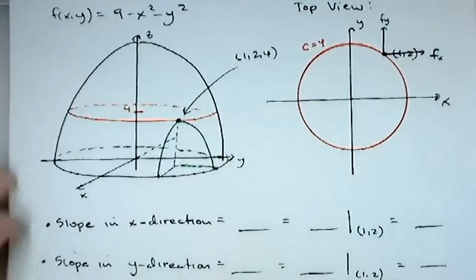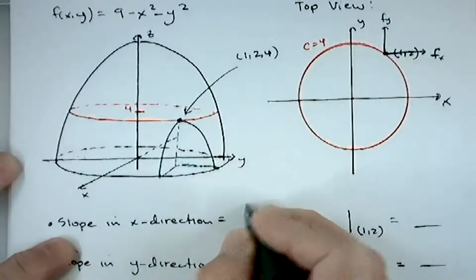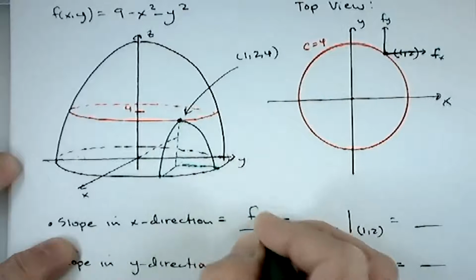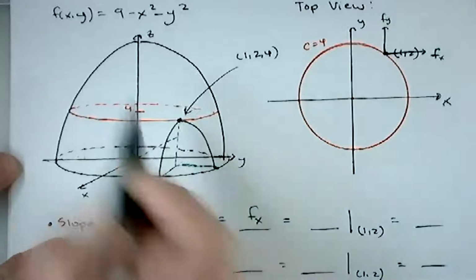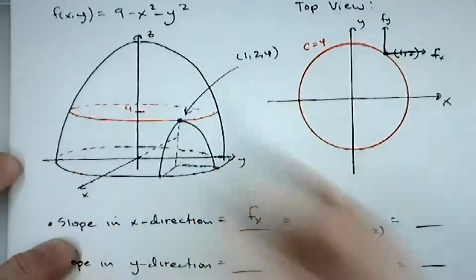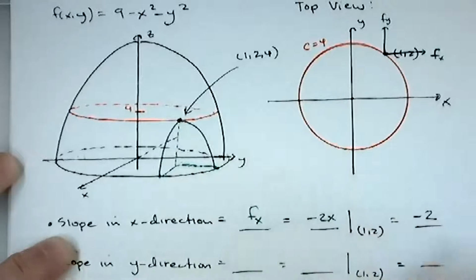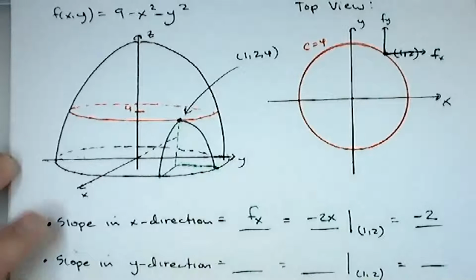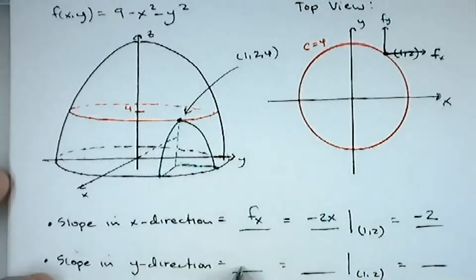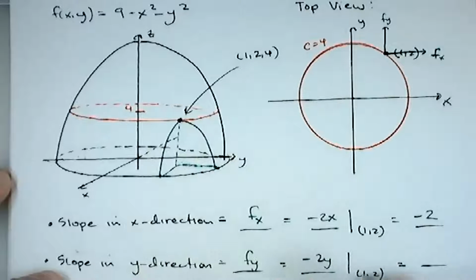Hopefully now you've sketched a picture. And just summarizing what we just did, your slope in the x direction would be given by f sub x. And your partial derivative of that is negative 2x, because y is constant. If I evaluate that at 1, 2, that's going to give me negative 2. And if I want to find my slope in the y direction, that would be given by f sub y, which is negative 2y, evaluated at the same point. This time it's going to be negative 2 times 2, so it's negative 4.